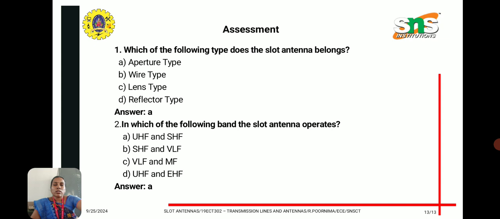For radar and navigational purposes, the slot antenna is a best solution for radar and navigational communication, because it operates above 300 megahertz and up to 30 gigahertz. This gives very low loss and higher efficiency. So the slot antenna is best suited for ultra high frequency and super high frequency applications.